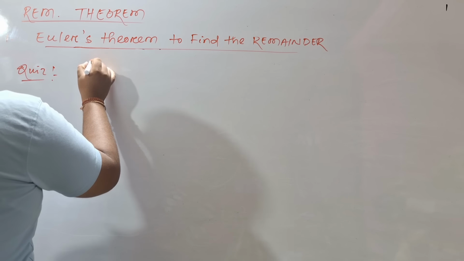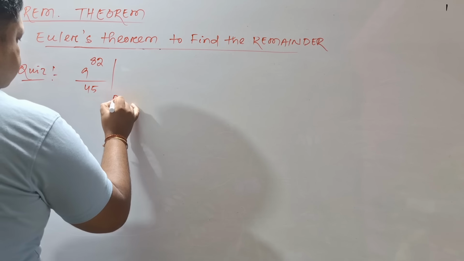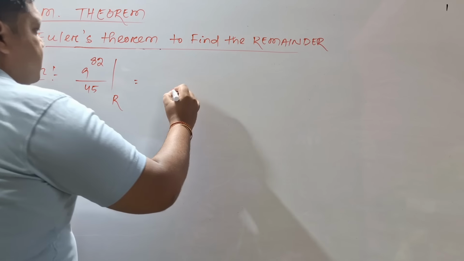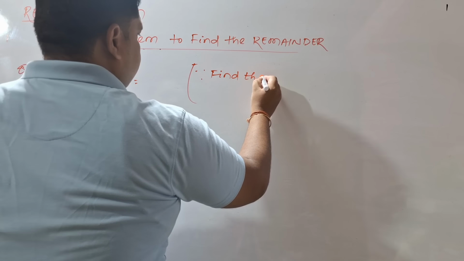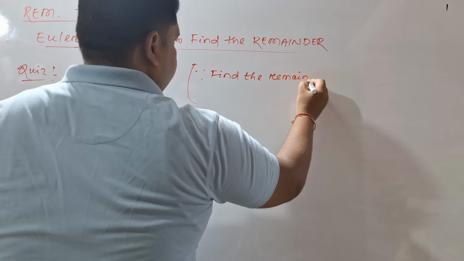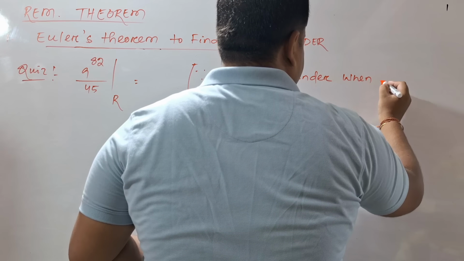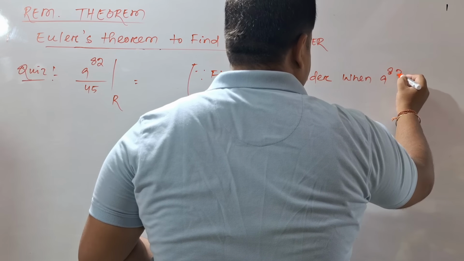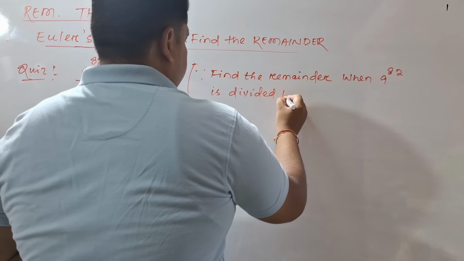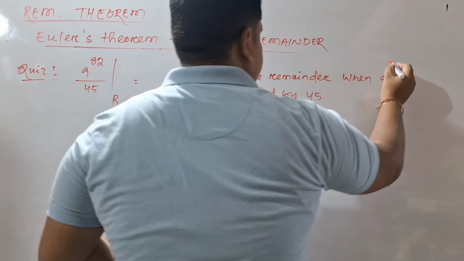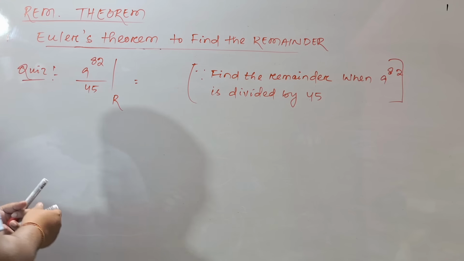9 to the power 82, when it is divided by 45, find the remainder. Here I will write down the question. The structure is like this. Find the remainder when 9 to the power 82 is divided by 45.